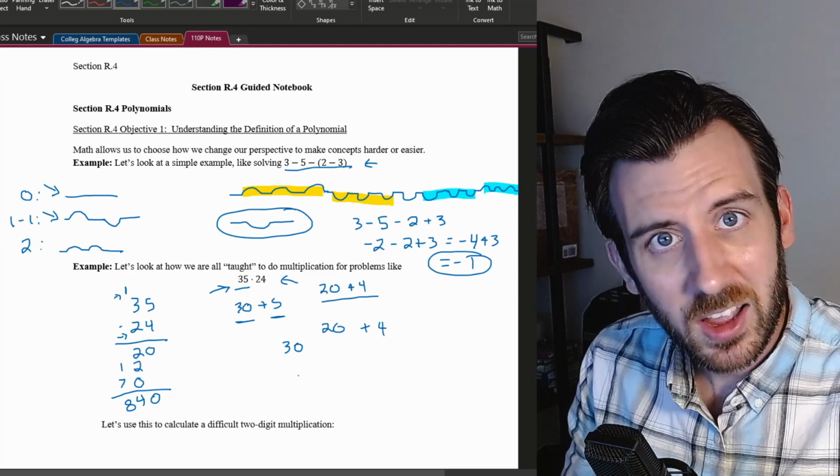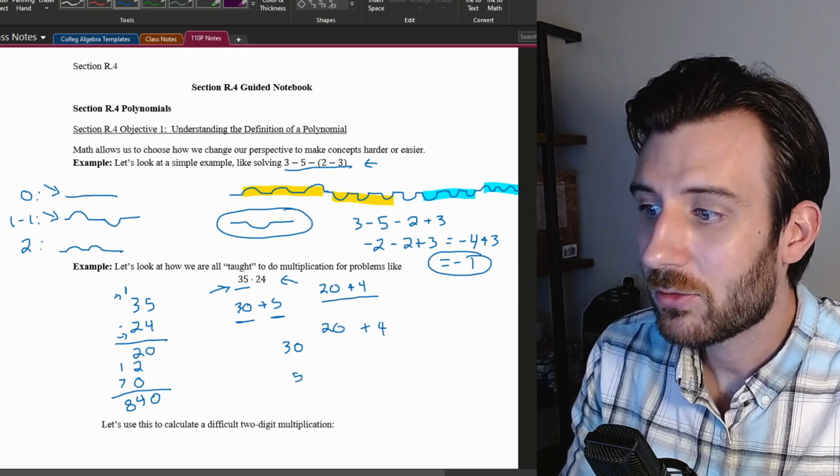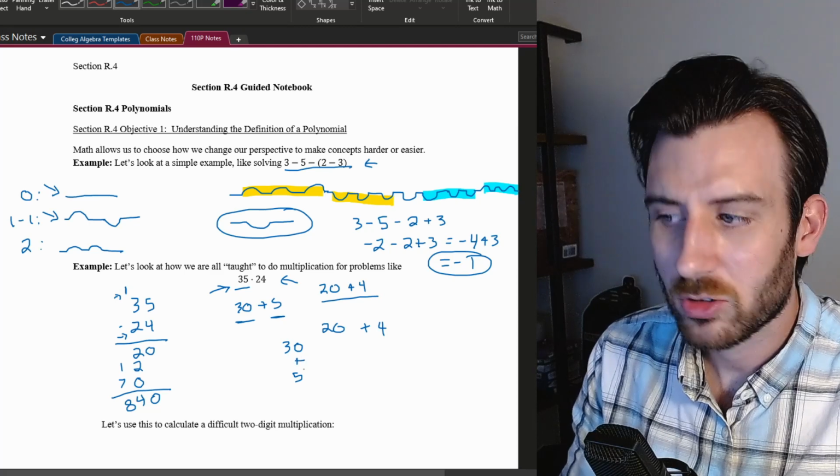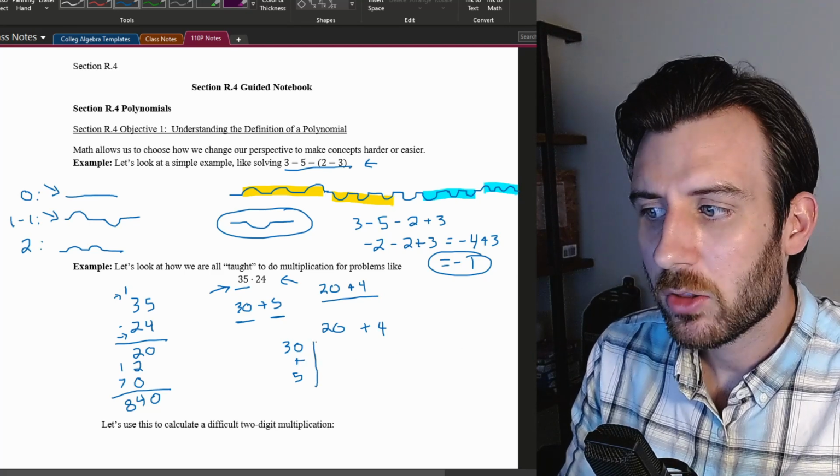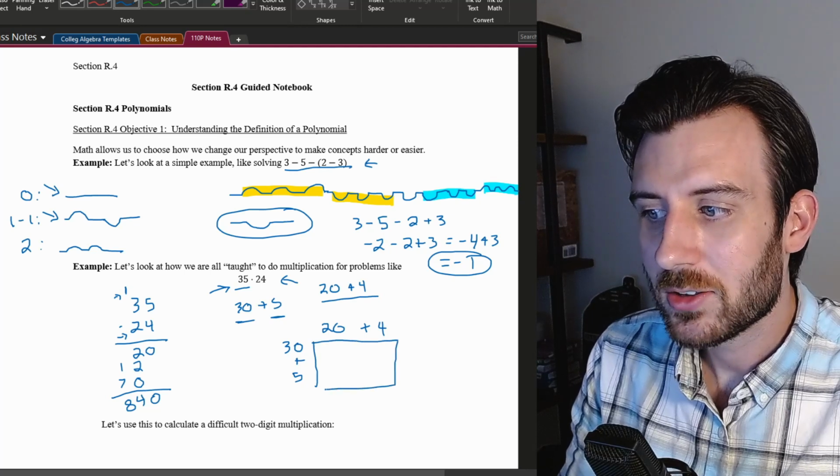I'm then going to add 5 more groups of each. So now I'm going to have 5 groups of 20 and 5 groups of 4. So that's 5 groups that I'm adding in together. To keep all this organized, maybe we organize it like a grid.